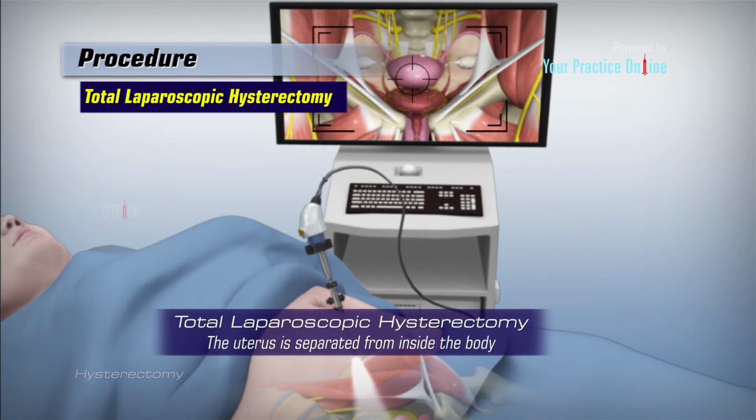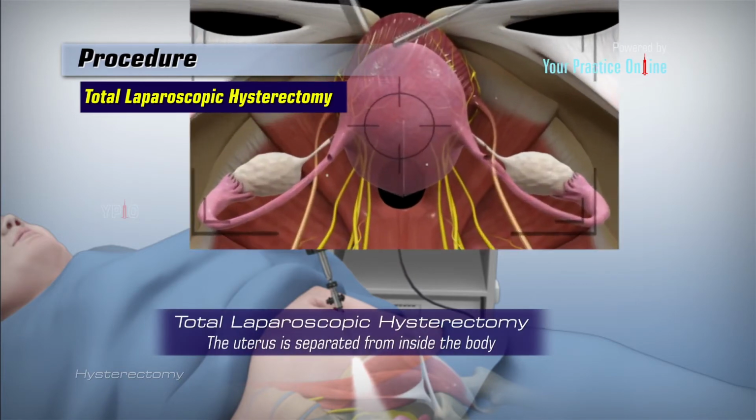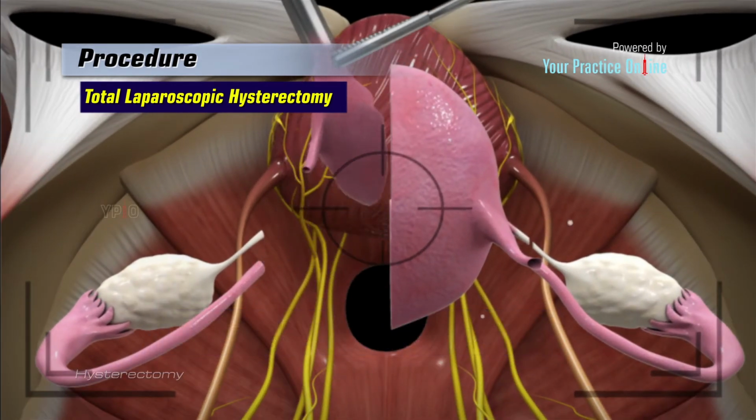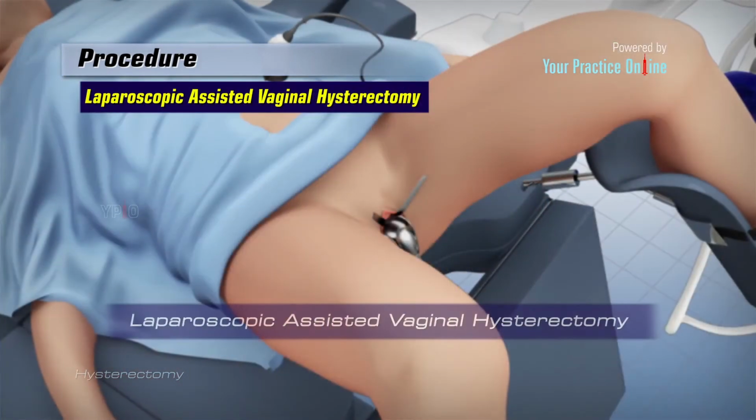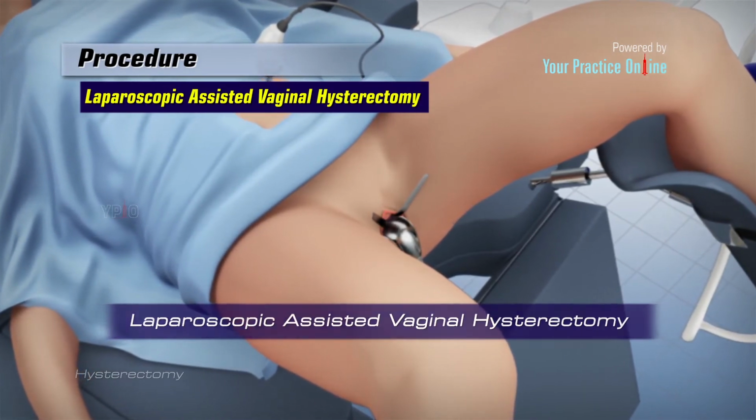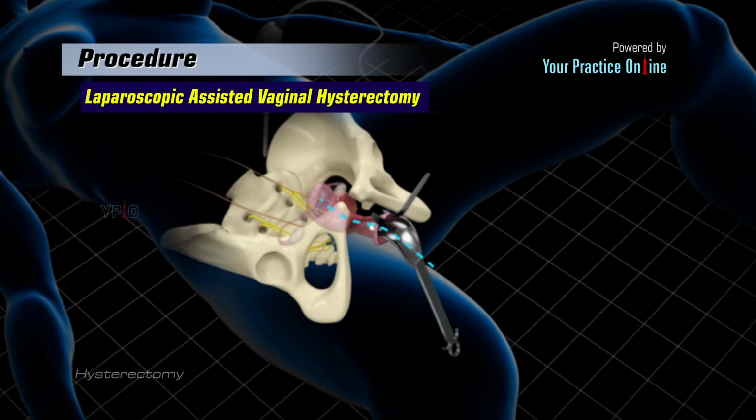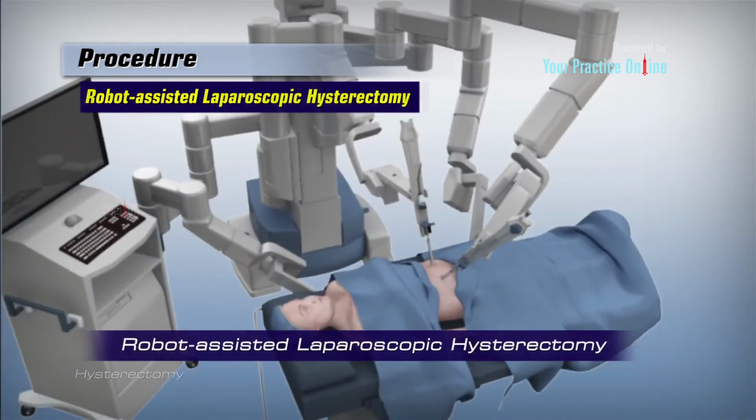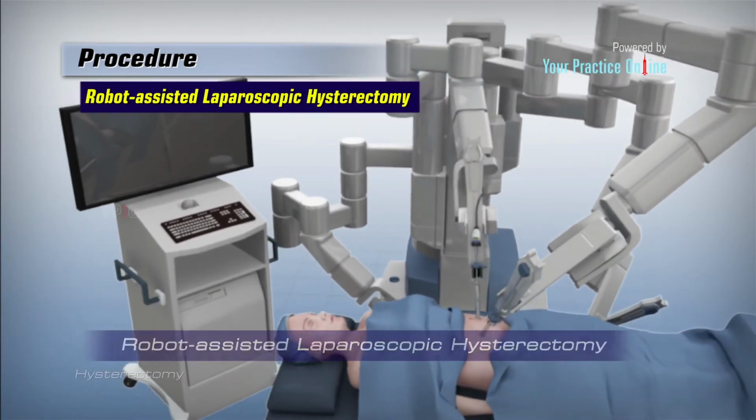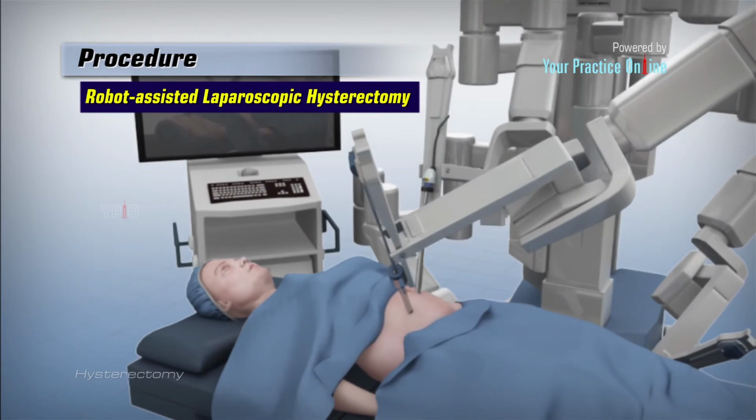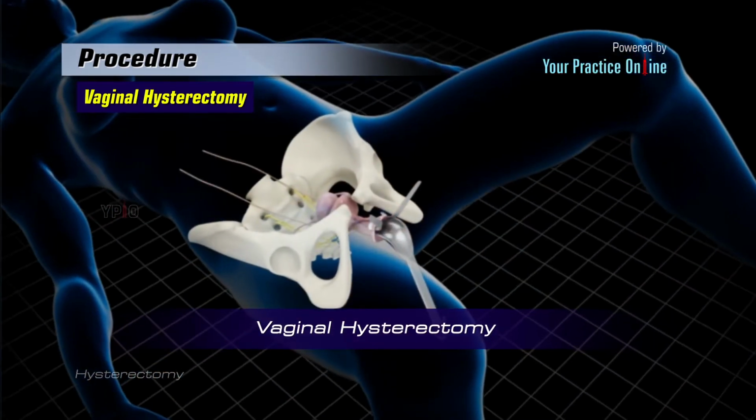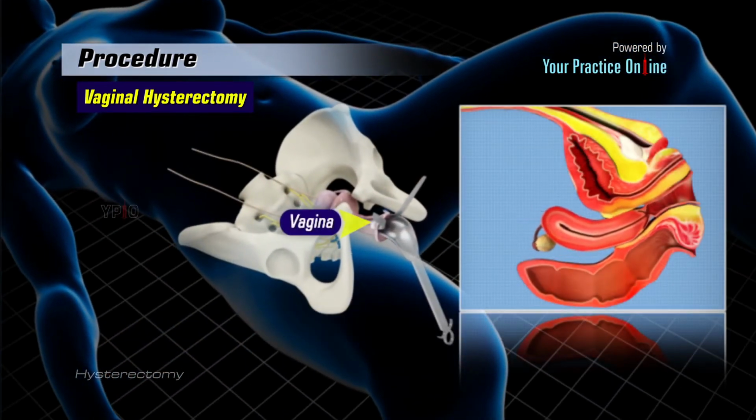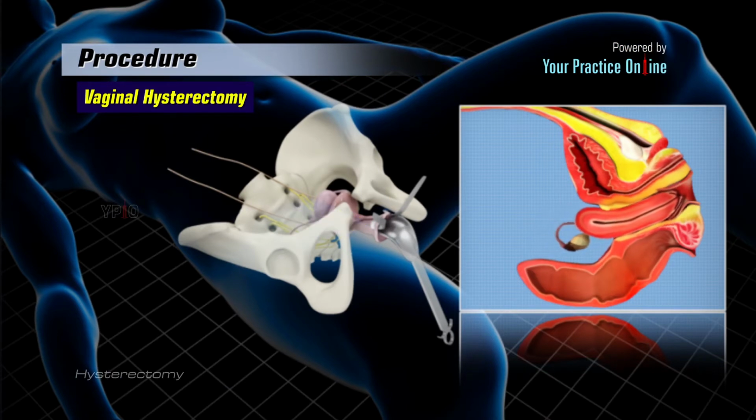Total laparoscopic hysterectomy is a method where the uterus is separated from inside the body and then removed in small pieces, either through tiny incisions or through the vagina. Laparoscopic assisted vaginal hysterectomy uses a laparoscope to guide the surgery, and the uterus is removed through the vagina. Robot-assisted laparoscopic hysterectomy uses a robot attached to instruments to help perform the surgery through tiny incisions with a laparoscope. Vaginal hysterectomy is a method where the uterus is removed through the vagina. As the incision is made inside the vagina, healing time may be less than with abdominal surgery.